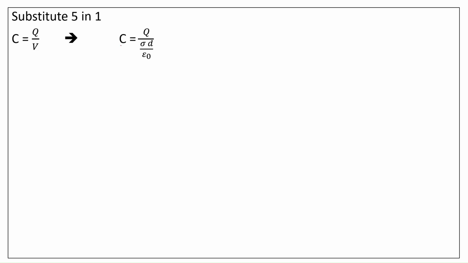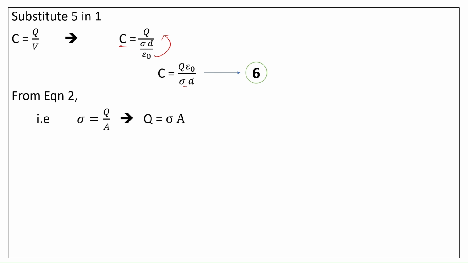That is, C is equal to Q by V. On substituting V value we get C is equal to Q by sigma d by epsilon naught. Taking epsilon naught to numerator, we get C is equal to Q epsilon naught by sigma d. Mark as equation 6. From equation 2, that is, sigma is equal to Q by A. On equating this equation, Q is equal to sigma A.